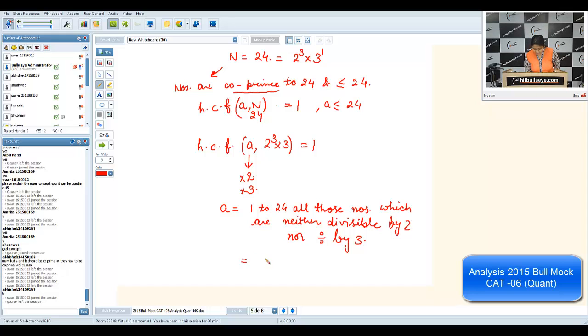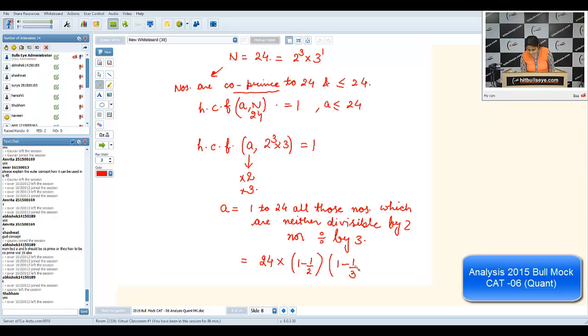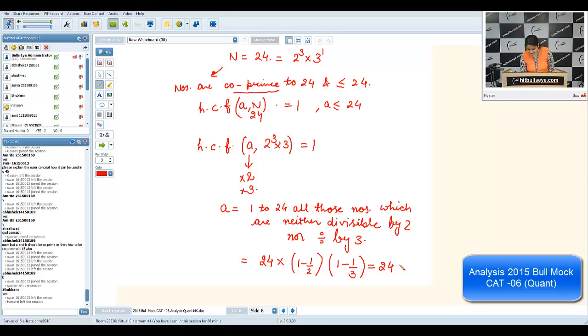Now, from 1 to 24, how many numbers are there? 24. Every second number is a multiple of 2, so exactly half of the numbers are divisible by 2, and we are left with the remaining half. Similarly, every third number is divisible by 3, so 1/3 of the total numbers are divisible by 3, and the remaining 2/3 are not. So it will be half into 2/3. It means there are 8 numbers.